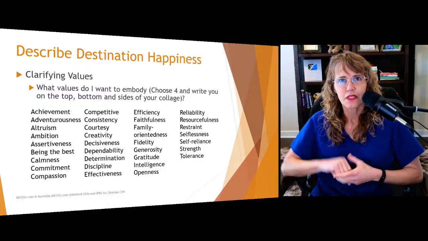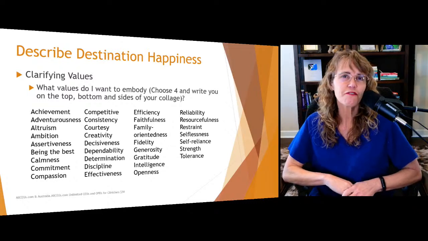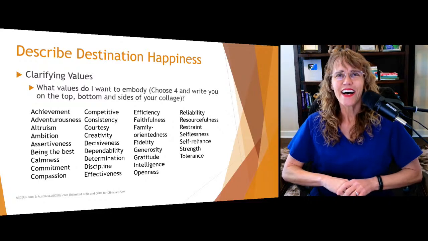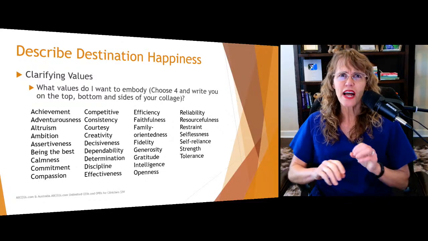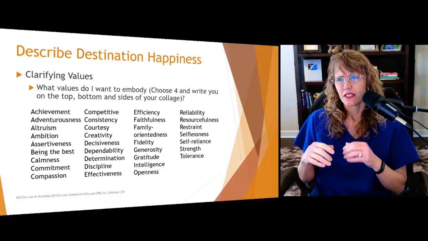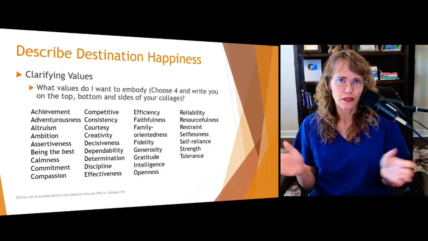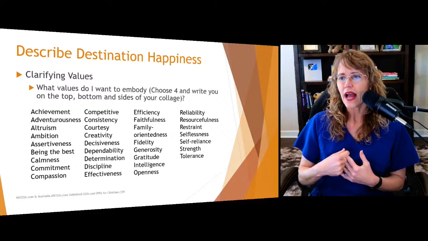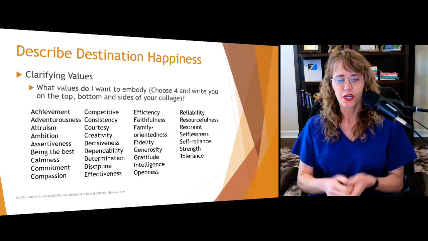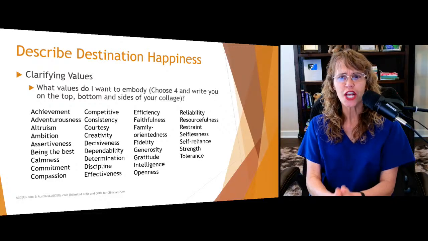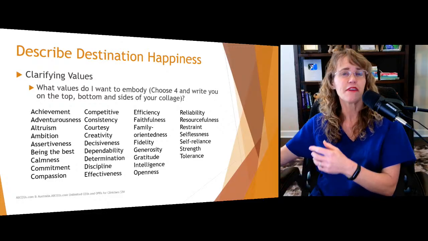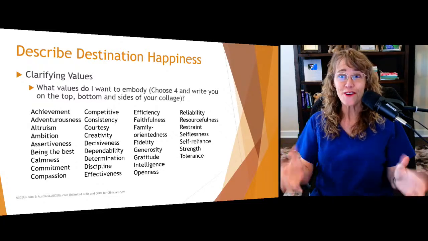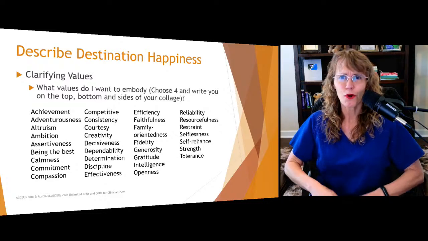You can search online for a list of values that'll give you some ideas and pick from them. And you may not find the exact word that you want, like dependability. All right, you may not like that word. I like that word, but that may not be something that's important to you, whereas generosity is important to you. So you want to be known as somebody who is generous and assertive and resourceful and self-reliant. Sure. Okay. If those are the four things that you want to guide your decisions, more power to you.